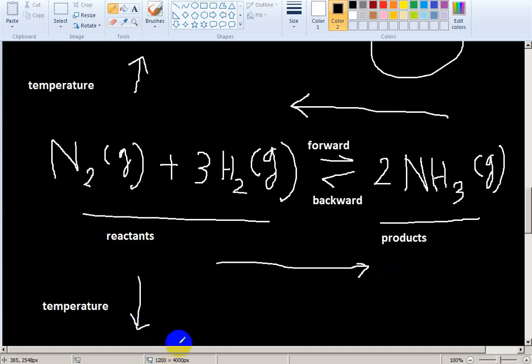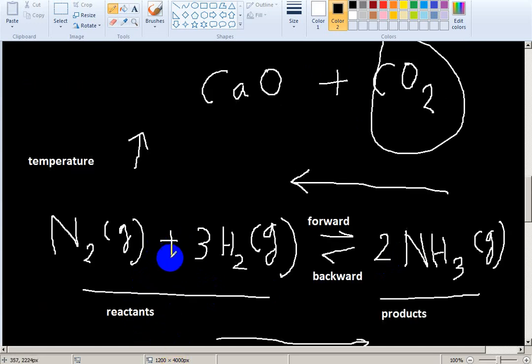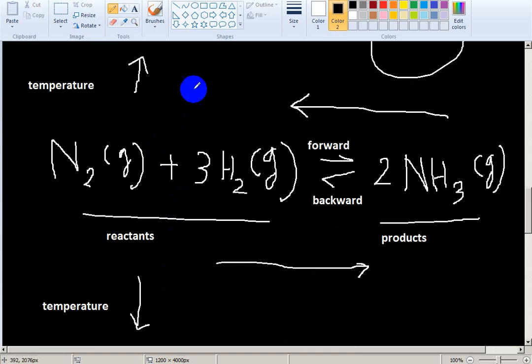Okay, this is for the exothermic reaction. This is an exothermic reaction. If temperature increases, the reaction moves from right to left. If temperature decreases, the reaction moves left to right.